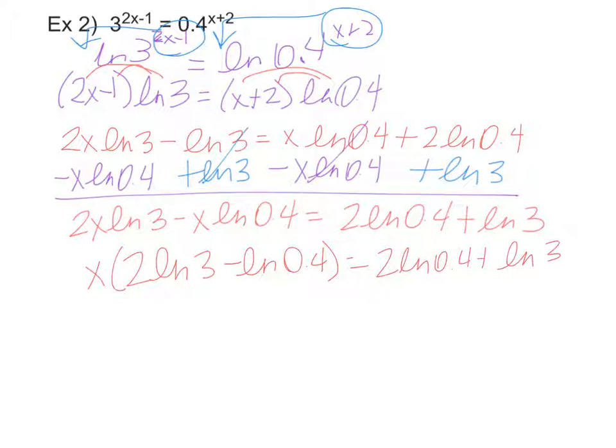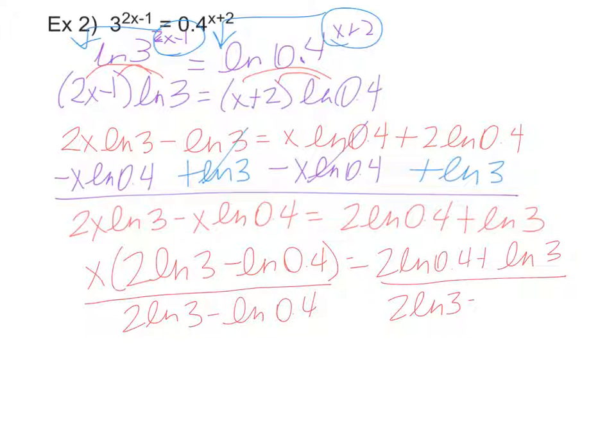Now that I have that x factored out, I'm going to divide by 2 natural log of 3 minus the natural log of 0.4, divided by 2 natural log of 3 minus the natural log of 0.4. This value on the right side is now your exact value. These cancel out and I have x left on the left side.